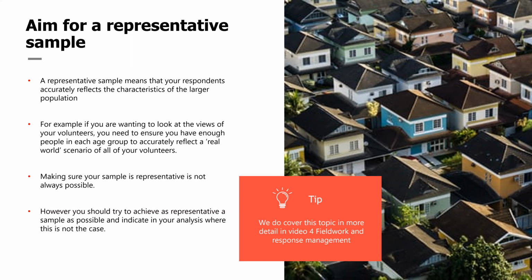So for example, if your volunteer base is 25% under 30 years of age, 50% aged between 30 and 60, and 25% aged over 60, then you need to make sure that your sample has a similar distribution. We'll talk about sample composition in more detail in video 4.